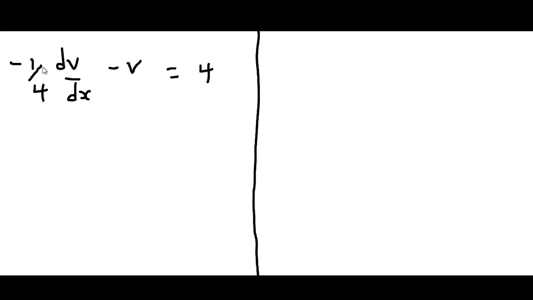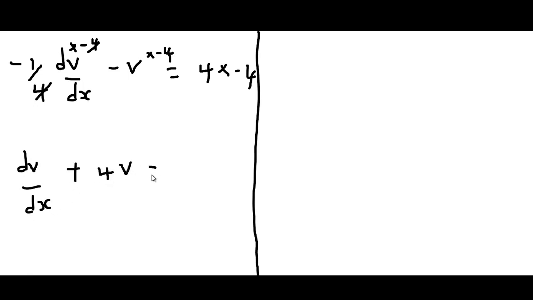So we get rid of this negative a quarter by multiplying each side by negative 4. So this and this cancel. We're left with dv over dx plus 4v equals negative 16.